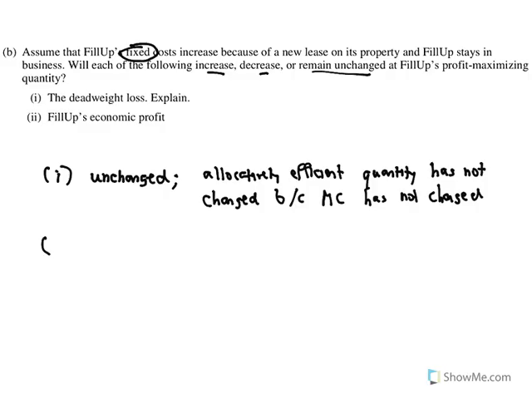And then B2, which is probably, in my opinion, the easiest question on here: what's going to happen to Phillips' economic profit? If your costs are increasing, you're going to have less profit, right? So the answer to B2 is decrease.